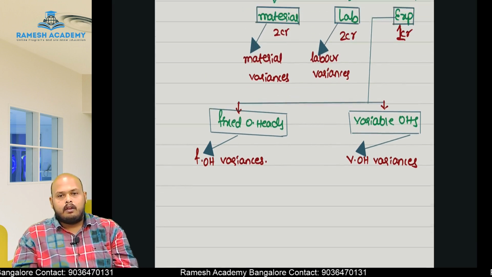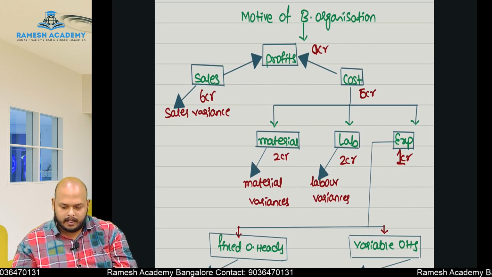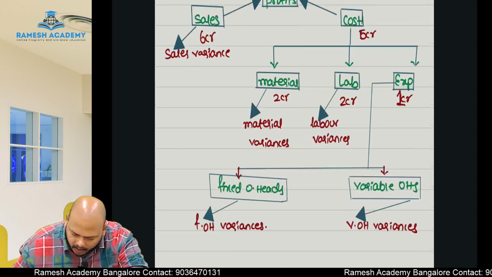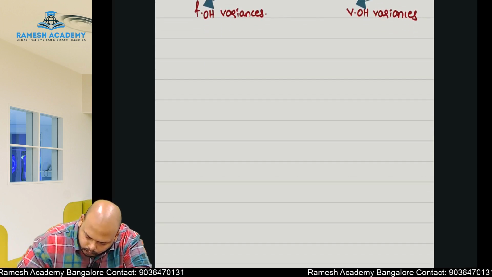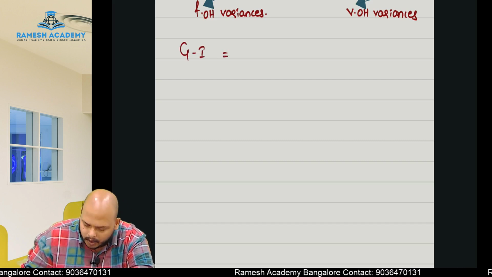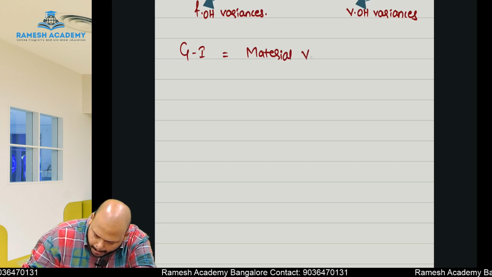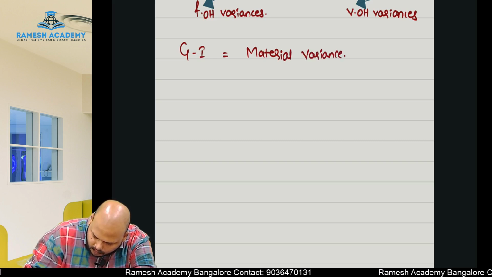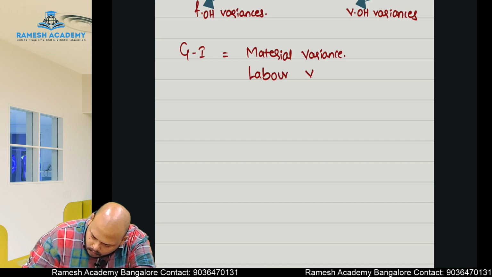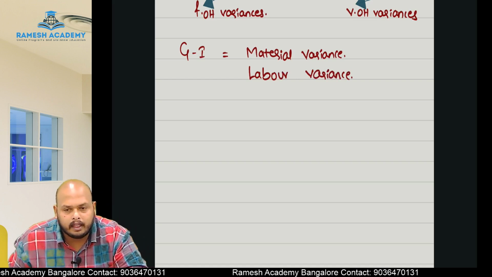Okay? So these are the different variances which we will calculate under standard costing: sales variance, material variance, labor variance, fixed overhead variance, variable overhead variance. So in group 1, we have only two variances: one is material variance and another one is labor variance.